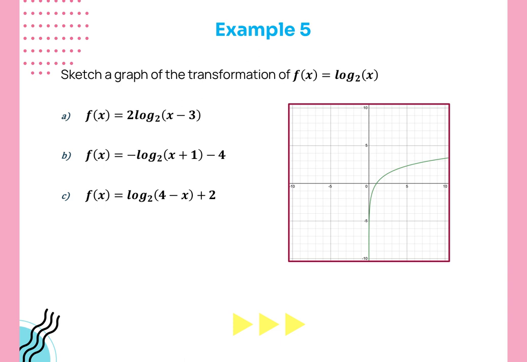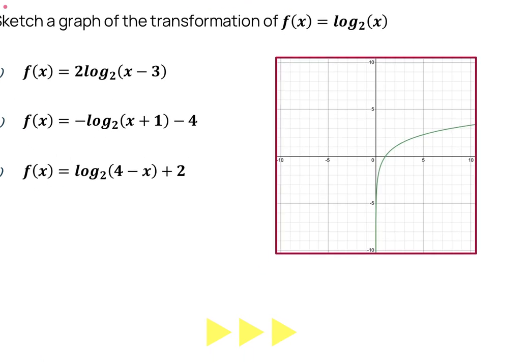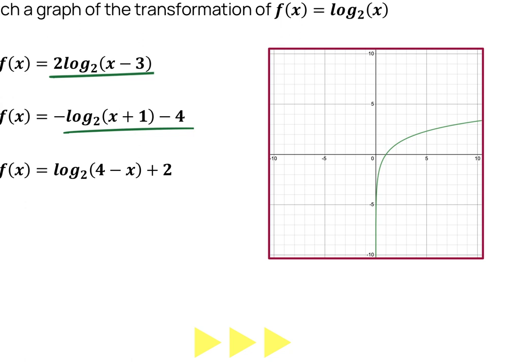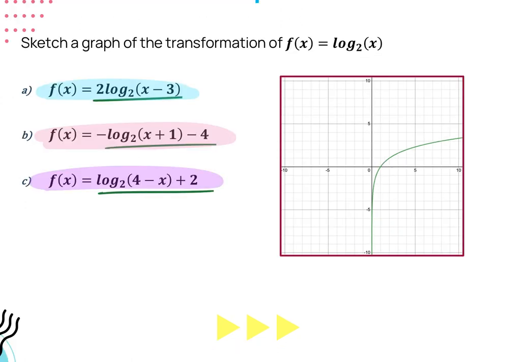All right. Last one, and this says sketch the graph based on the transformations. So I give you the original one. This is log base 2 of x. Now you've got to sketch these 3. You try it. All right, let's start with A. So what's the 2 on the front do? It's a vertical stretch.